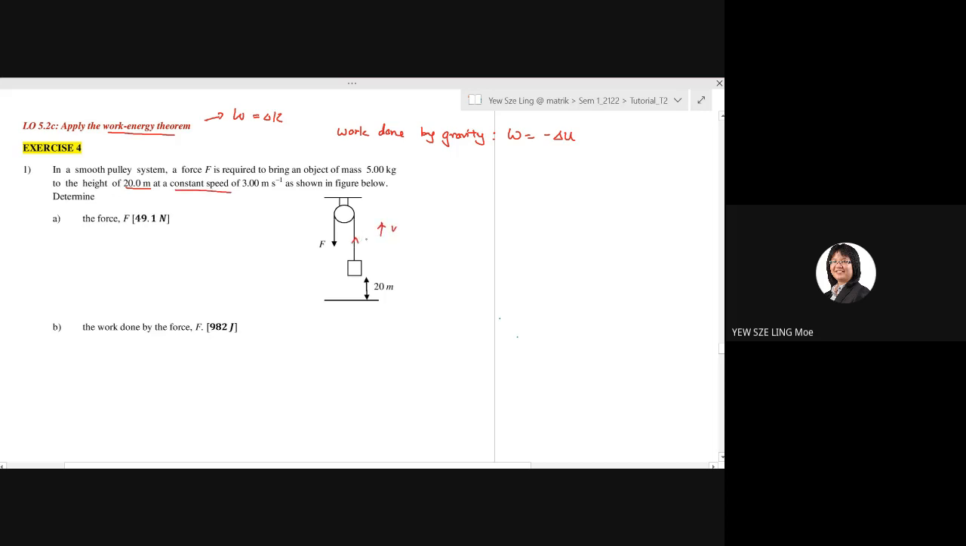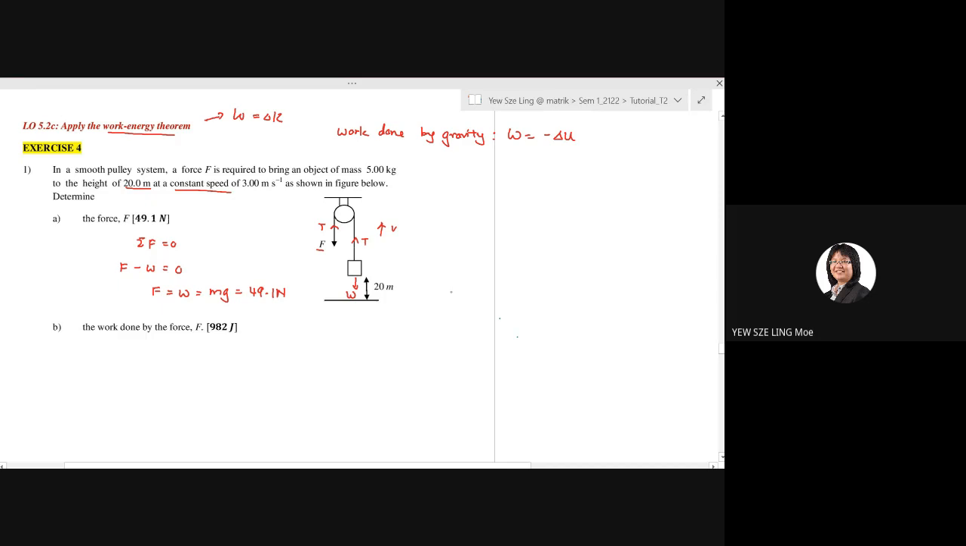So we have a tension, and then tension on the other side. It's the same as the first tension because they are coming from the same string. In order to calculate the force F, what are we going to do? We just apply Newton's first law, because of constant speed. Therefore, we have F minus W equals 0. F equals W equals mg, which equals 49.1 Newton. All right, so this is the diagram that we have.